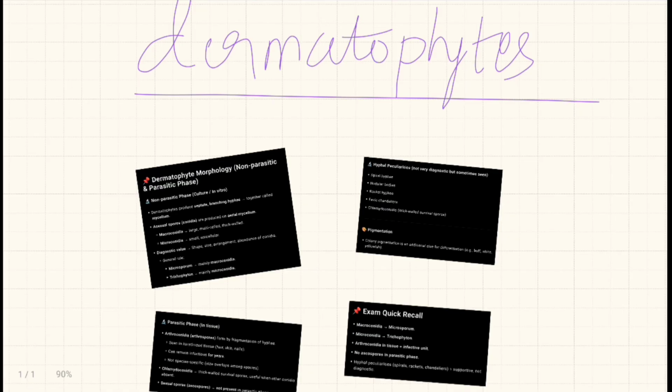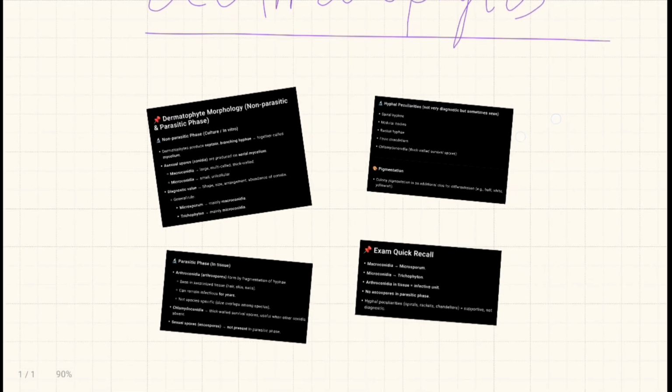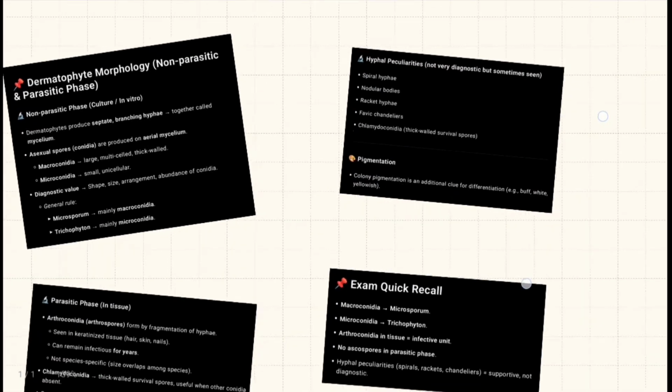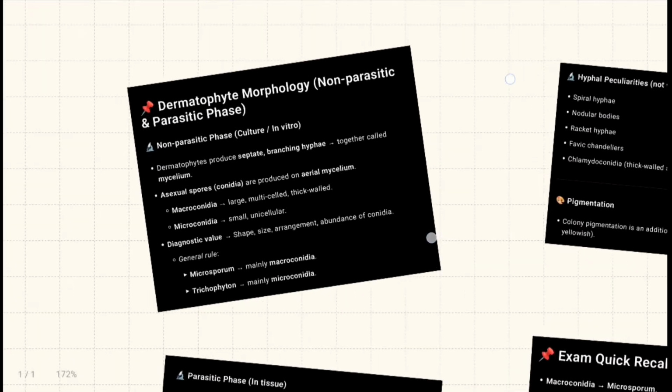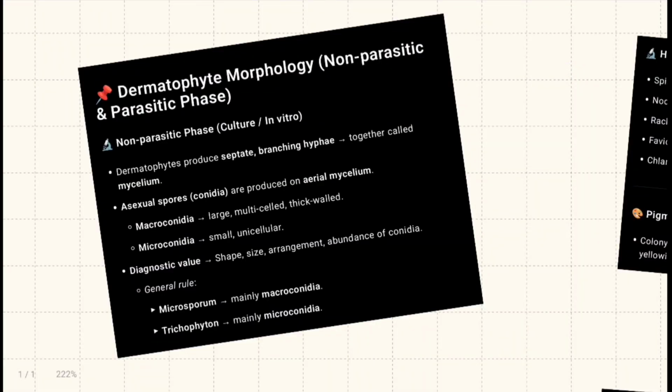In the previous two videos, we have discussed the introduction, history, habitat, etiology or pathogens of the dermatophytosis. So we'll continue the topic of dermatophytosis. Here in this video, we'll discuss the morphology of the dermatophytes. Basically, when it comes to the dermatophytes, they may present as non-parasitic phase and parasitic phase.